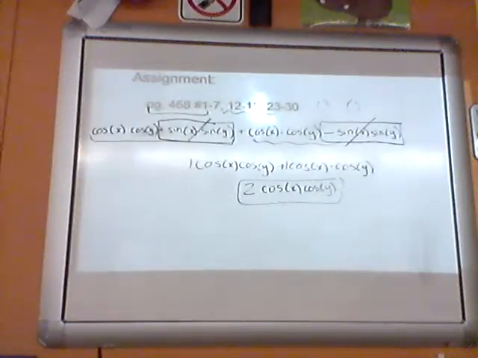So page 468 is your assignment. Yay! And we're gonna do those ones. And according to my notes, I don't need to change this assignment, so we should be good.